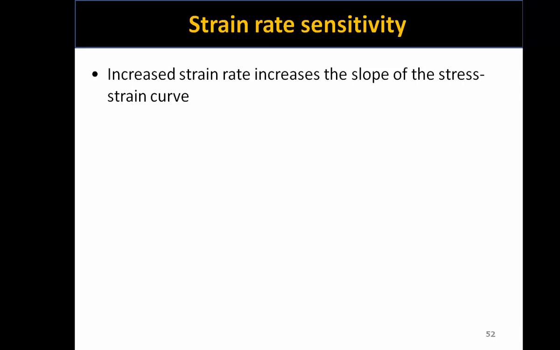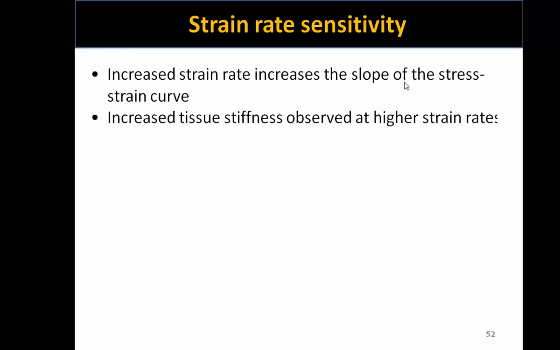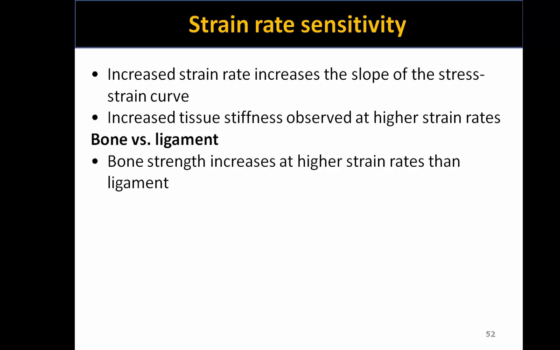So increasing the strain rate will have the effect of increasing the slope of the stress strain curve. And by increasing the slope, that increases tissue stiffness at higher strain rates. So the faster we stretch a ligament or some other biological tissue, it will present an increased resistance to that stretch. And to illustrate this, we're going to compare bone versus ligament.